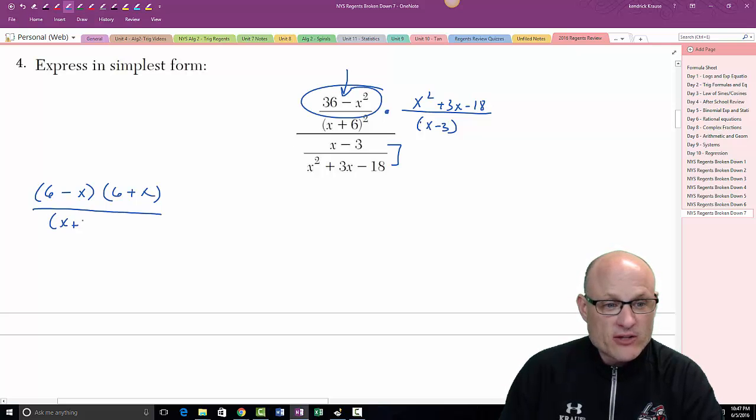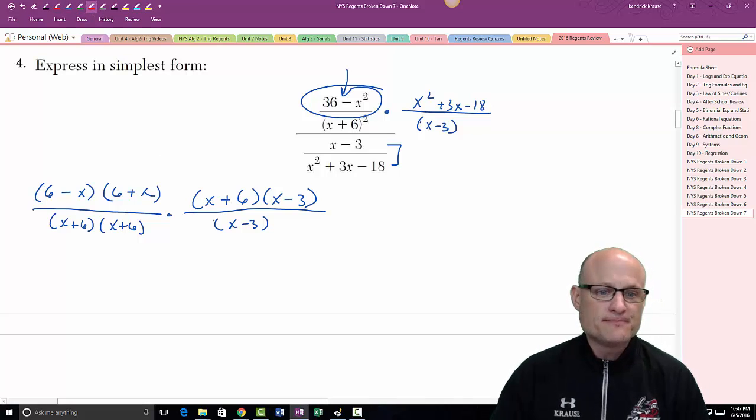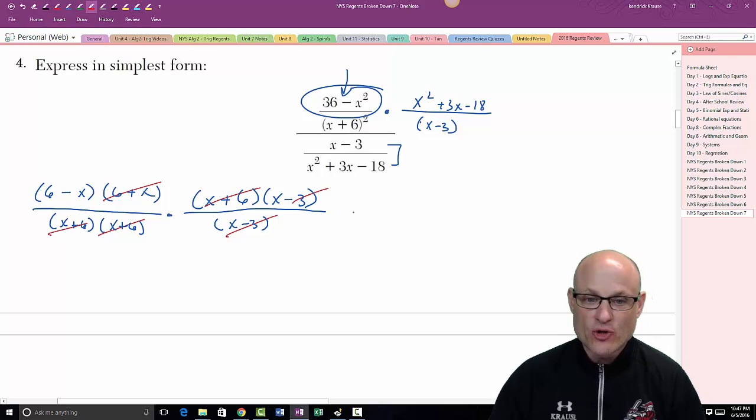x plus 6 squared is just x plus 6 times x plus 6, times this x minus 3 stays down here. We've already flipped it, and then we got x plus 6 and x minus 3. Okay, take out my other pen. You cancel with you, you cancel with you. Now these cancel exactly. Even though they're backwards, they cancel exactly. There's no -1 rule there. So my answer is really just 6 minus x. That's it.